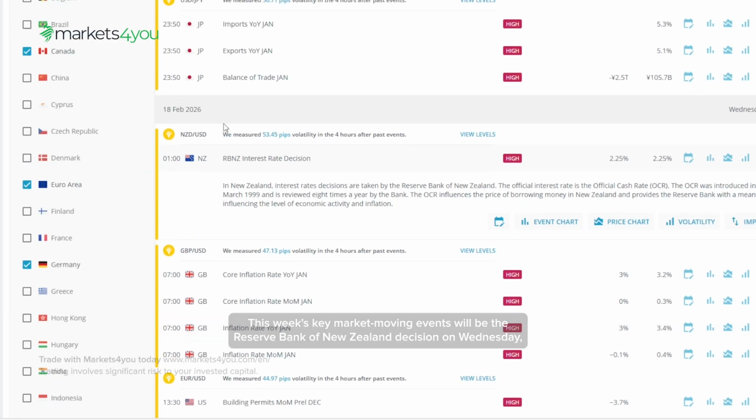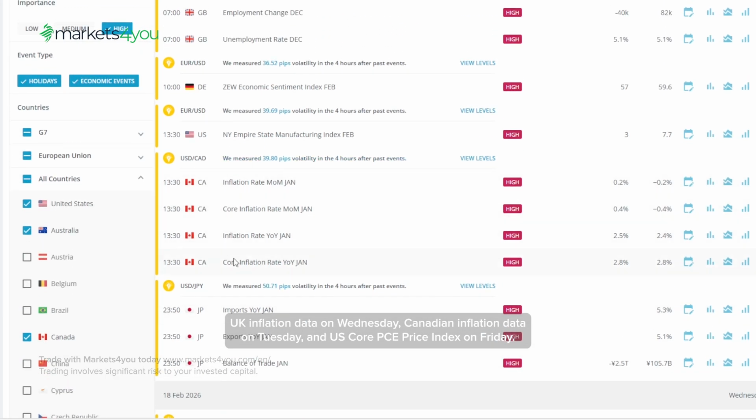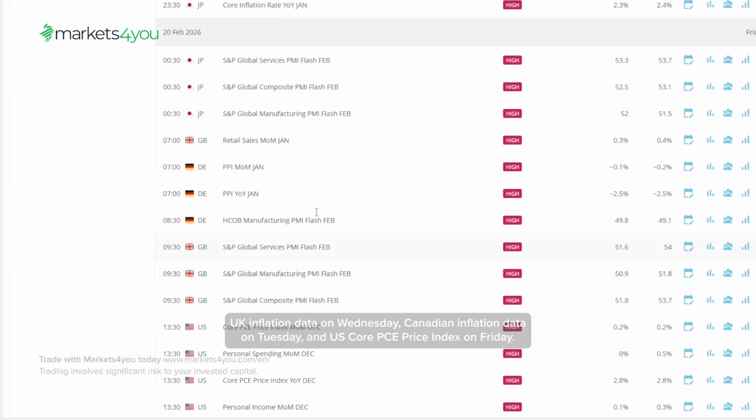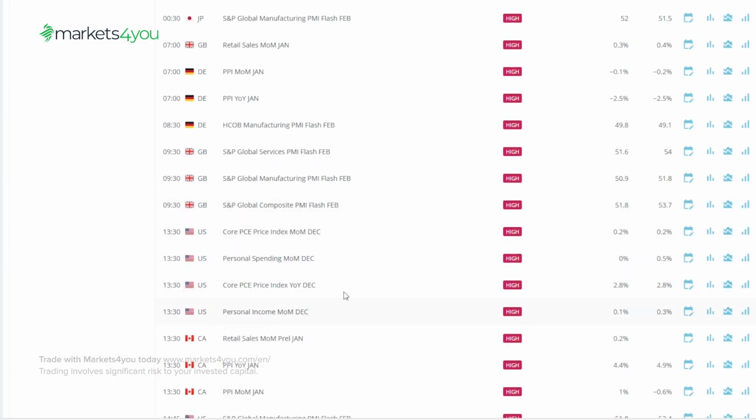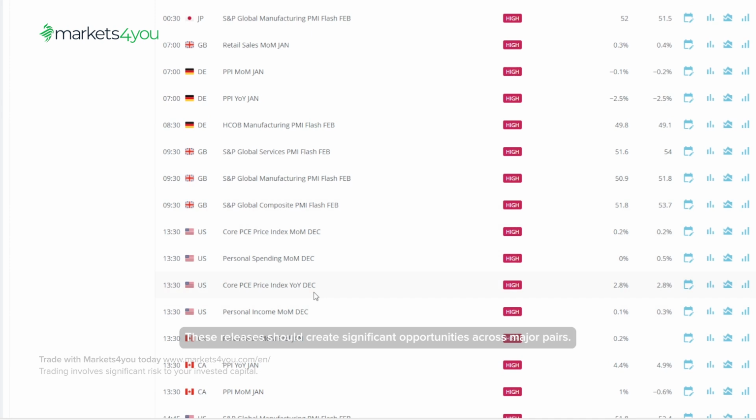This week's key market-moving events will be the Reserve Bank of New Zealand decision on Wednesday, UK inflation data on Wednesday, Canadian inflation data on Tuesday, and US Core PCE Price Index on Friday. These releases should create significant opportunities across major pairs.